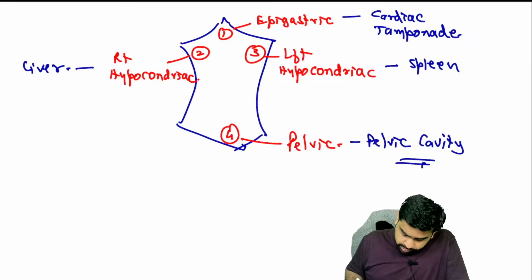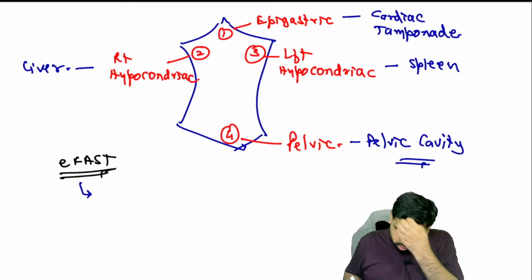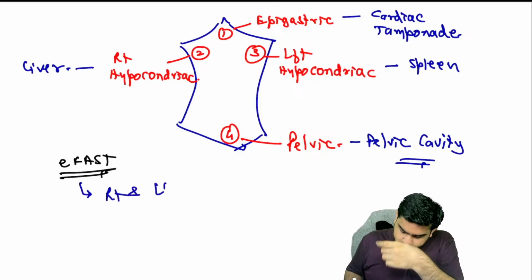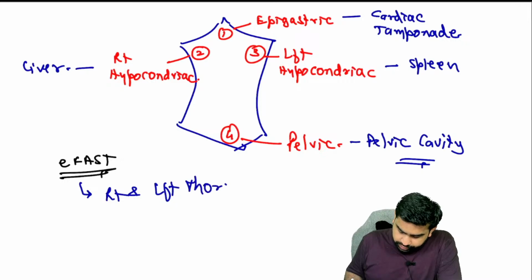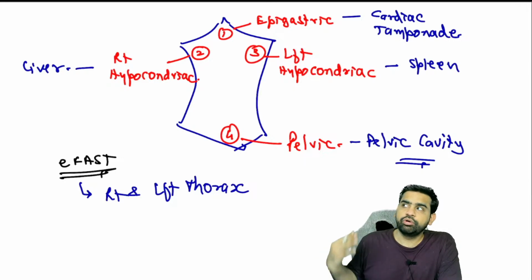In the E-FAST, what happens? The E-FAST is what is called an extended FAST. In the E-FAST, you keep the probe at two more locations. You basically keep it on the right and the left thorax. When you keep it on the right and the left thorax, you are also able to find pneumothorax and hemothorax and everything. So that is what you understand by the E-FAST.